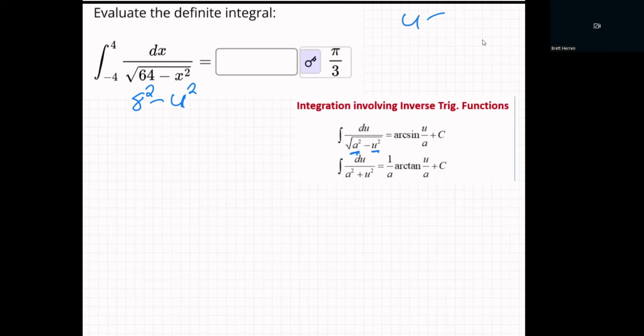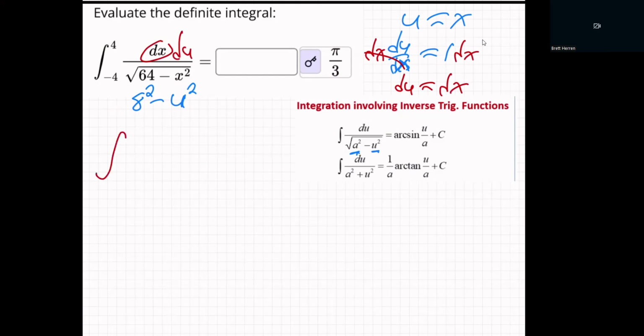If you wanted to write u as x, then du/dx is going to be 1, right? And then multiply by the dx on both sides. Derivative of x is 1, so du is just going to be dx. There's no point, but if you want to do that, you just say, okay, that's du now. That's fine. So then it's the integral, and on the bottom, it's 8 squared minus u squared, du.